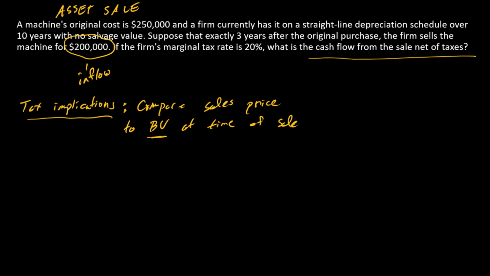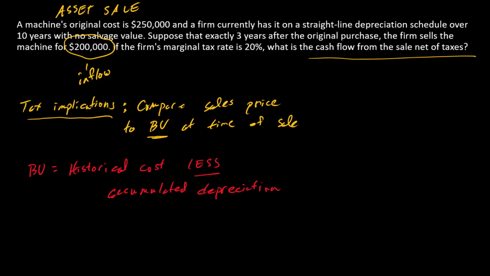Right? So how do we find the book value at the time of sale? So the book value is going to be the historical cost less accumulated depreciation. So we just need to figure out what each of these numbers is in the context of the given problem. So historical cost is going to be whatever was paid for the machine. So there's the historical cost. So that's going to be $250,000.